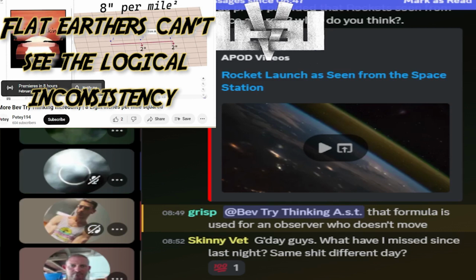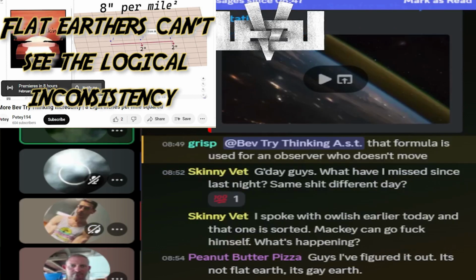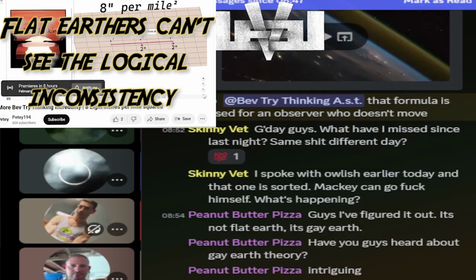The point of the formula is for a stationary observer. So if you stand and look at a sphere, an imaginary sphere, the formula holds accurate. If you move, it's going to linearly increase. It doesn't matter if it's half a mile or 1 centimeter, you're going to get incremental drops. Listen to this: the level surface drops down from the horizontal plane at a rate of 8 inches times the distance in miles squared.